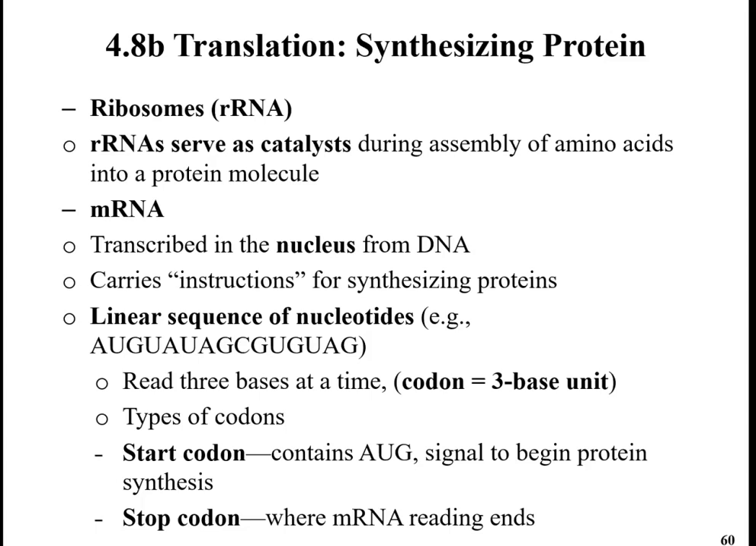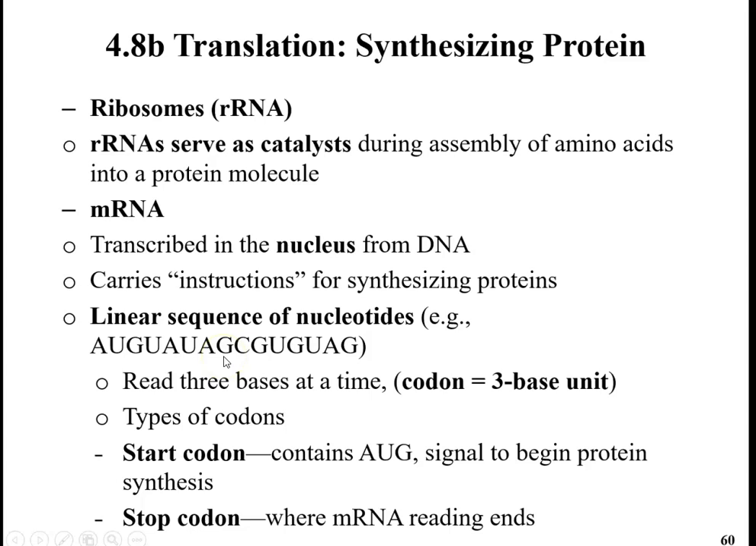So ribosomes, or rRNA, serve as catalysts during the assembly of amino acids into a protein molecule. mRNA is transcribed in the nucleus, like we just learned, from DNA, and it carries the instructions for synthesizing proteins. So mRNA is going to be a linear sequence of nucleotides, and you're going to read these 3 bases at a time. This is called a codon, which is a 3-base unit. So this codon here, AUG, that's the first codon in this sequence. Then you have UAU, this is the second codon, and so on.